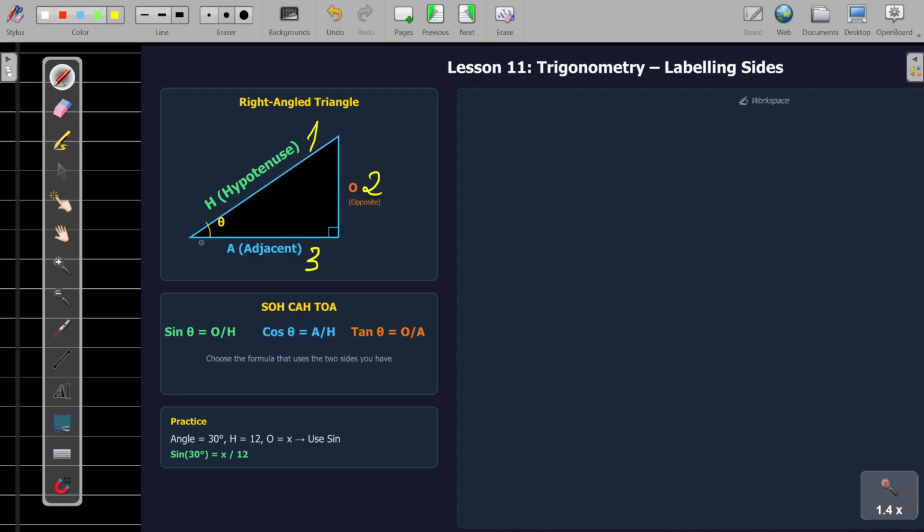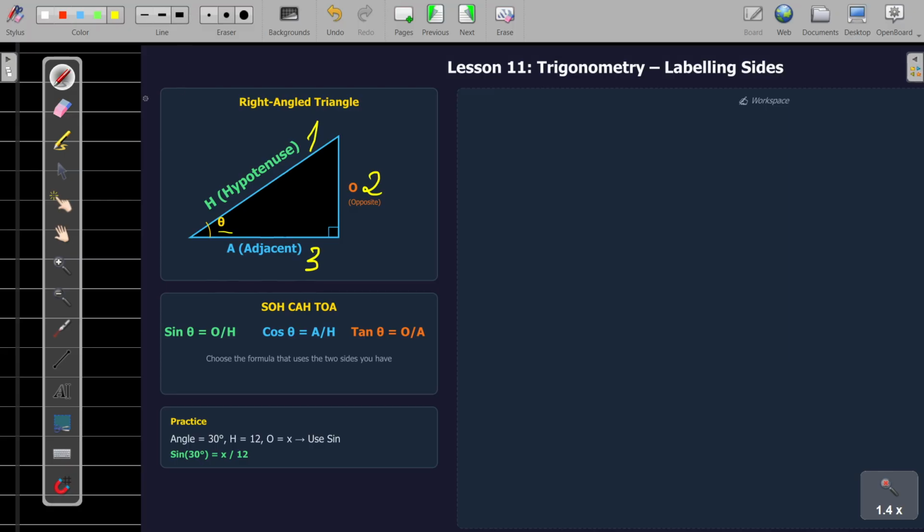Number 2, the opposite. Now if you put your pen on the reference angle here, our reference angle theta, and if you draw a line straight across the triangle to the side that is furthest away, you will get the opposite side, and you will label it O. And then number 3, lastly, we have adjacent. Adjacent means next to. So it is the side right next to theta that is not the hypotenuse. The hypotenuse is also adjacent to theta as well, but there are two sides that form this theta angle. So it is the only side left over. We're going to label it A.